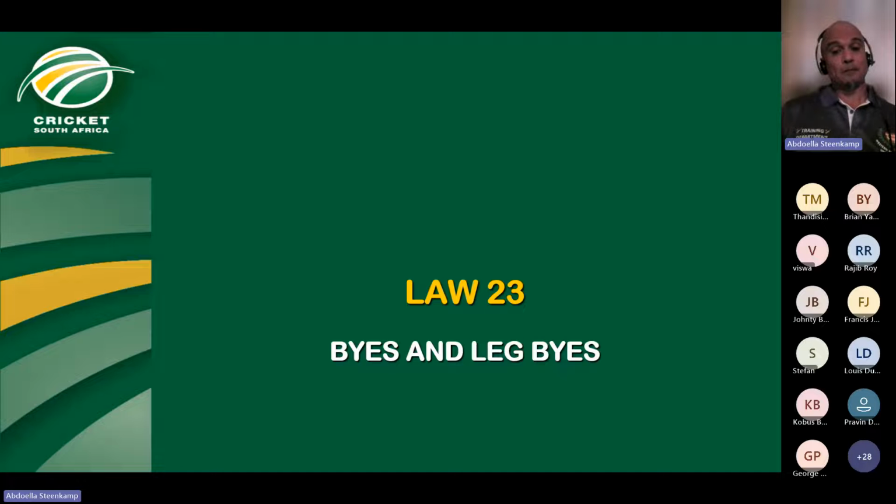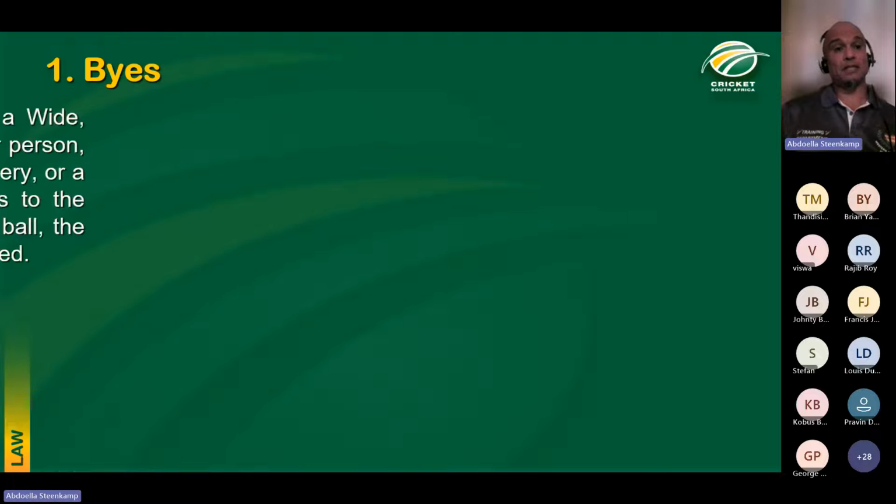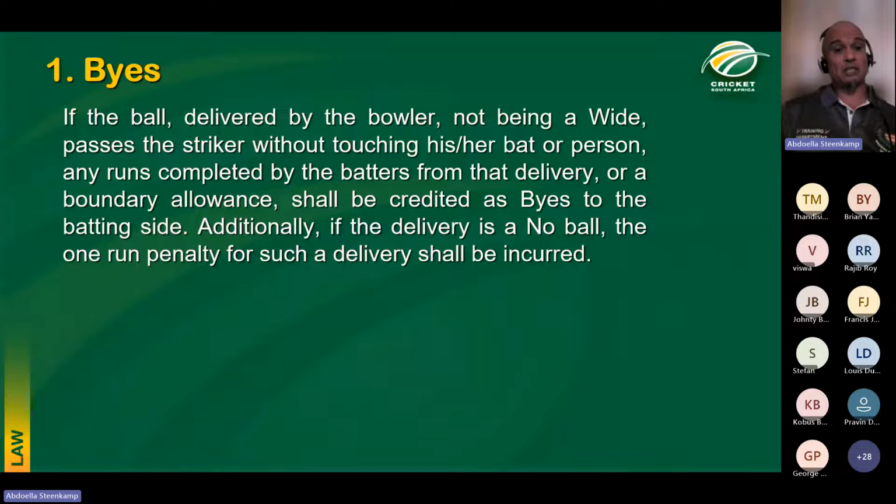Byes and leg byes. I'm first going to cover byes and the interpretation of byes. So the condition that needs to be in place when it comes to byes, the law tells us, is for the ball to not have touched either the bat or the person of the striker. That's all you need to take into account. You need to ask yourself, did the ball touch the bat or the person of the striker? If no, runs from that ball will then be seen as byes. So the only criterion you take into account is, did it touch the bat or did it touch the person? If the answer to that question is no, and they do take runs, whether it's four, whether it's one, two, three, those get seen as byes.